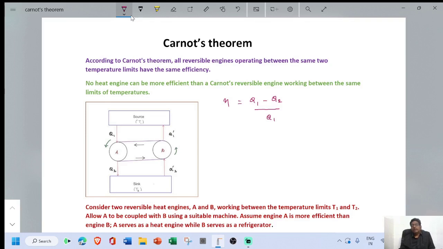Suppose the heat energy may not be converted into mechanical work, such heat energy is called unavailable energy. This is equal to 1 minus Q2 by Q1, which is equal to 1 minus T2 by T1. T2 is the temperature of the sink, T1 is the temperature of the source. Here T1 is greater than T2.